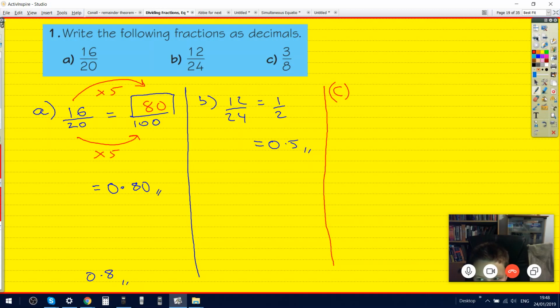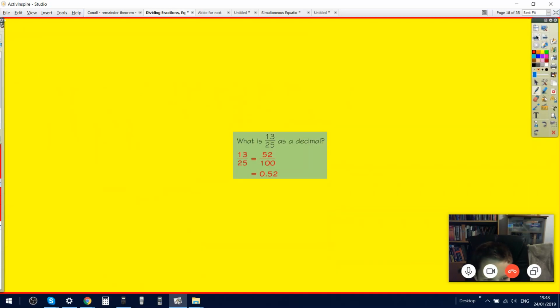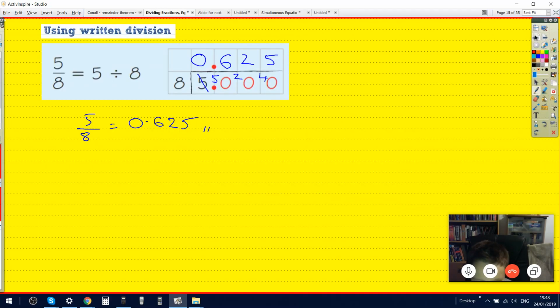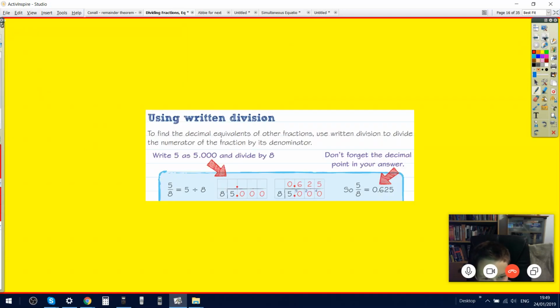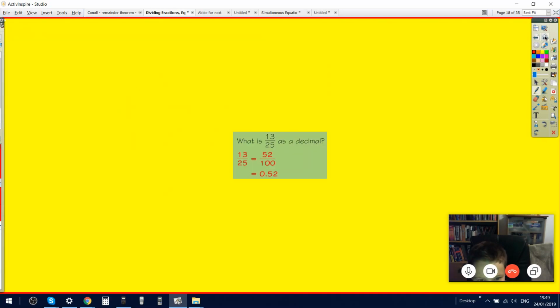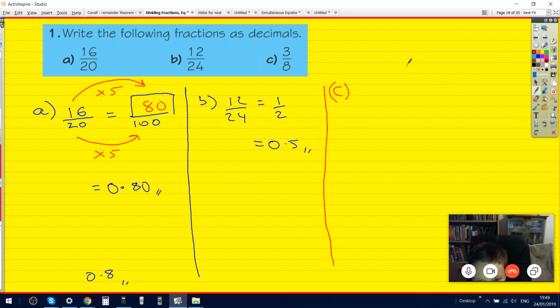That's in its simplest form. Not sure. How did we do 5/8? Do you remember? Well, 5/8 we divided 8 by 5.000. So we would do the same for 3/8.